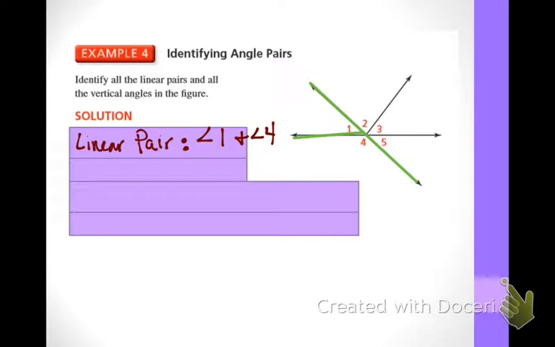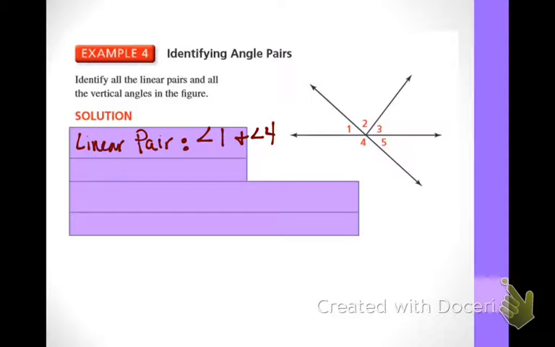Linear pair, what's the root of that word? Line. Okay, so they come together and they form that straight line. On the other side, how many angles are there? 3. But how many shoes do you have in a pair of shoes? 2. All right, so you don't have a linear pair on the other side of this straight line.